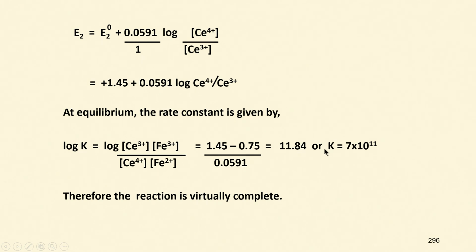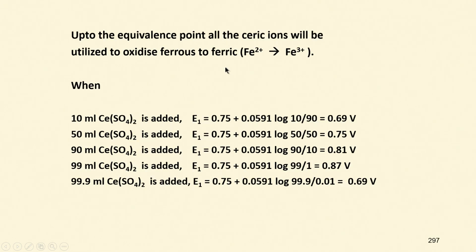I take antilog of that, I will get K is equal to 7 into 10 raised to 11. This is a very large number. So, I can conclude that the reaction would be virtually complete if I carry out this reaction. Okay. Now, up to the equivalence point, all the ceric ions will be utilized to oxidize ferrous to ferric. After the equivalence point there will not be any reaction further. So, ceric sulphate will be accumulating.